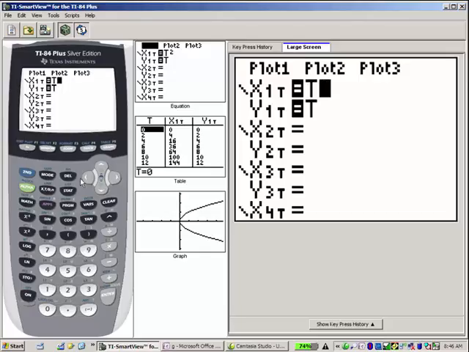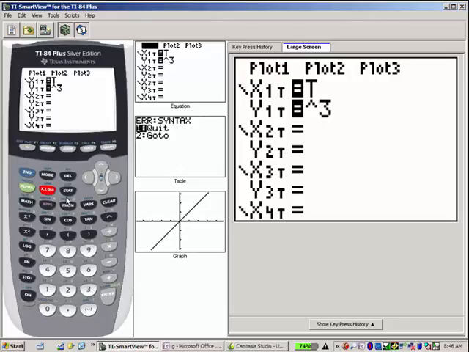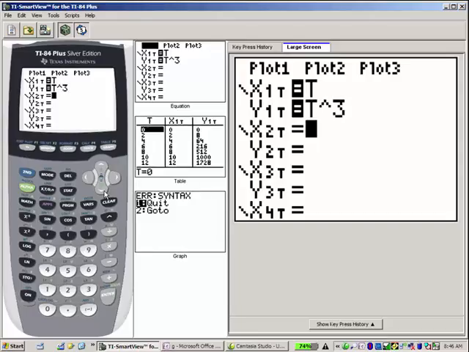All right. So I'm going to let x be t and y be t cubed. Anything you put in for x, y is going to be the cube of that. Okay, and then if I want the inverse, I'm going to do exactly what Monty said. I'm just going to switch the x and y. So I'm going to let x2 be t cubed and y2 be t.